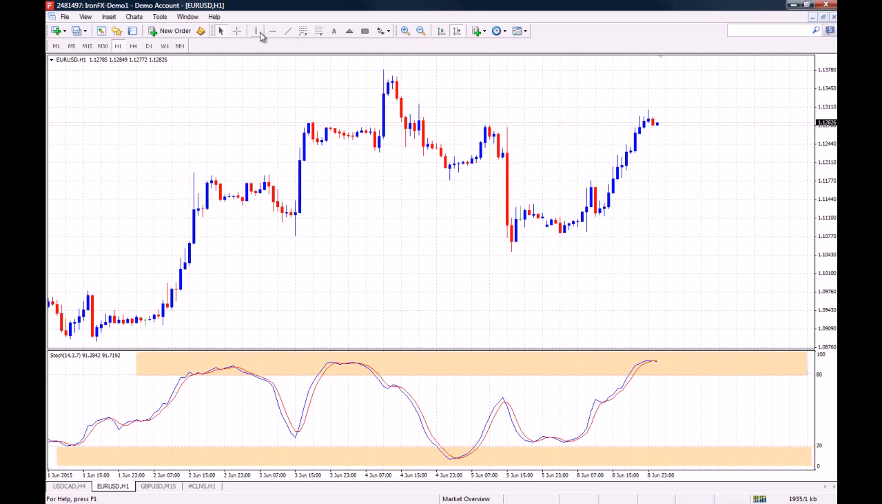Okay, now right here I'm going to give you an example of what I'm talking about. Right here you have a crossover of the fast moving average above the slow moving average in oversold territory, so we have a signal to buy call options at this level right here.